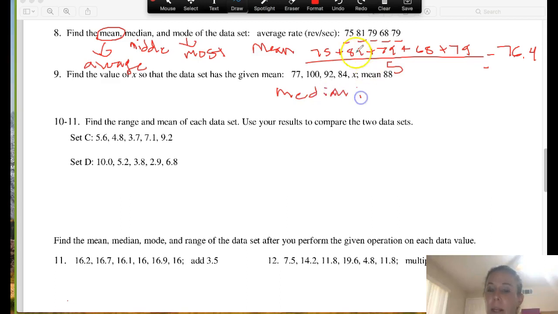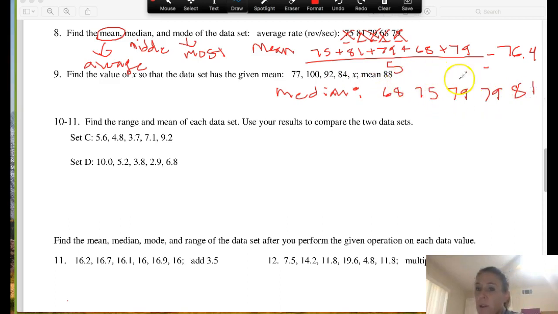Okay, for your median, you need to line up your numbers in order from least to greatest. You can't just look at this and pick out the middle number. They need to be from least to greatest. So we're going to go 68, then the next one would be 75, then 79. Let's just cross them out to make sure we've covered them all. 79, then 79 again, and then 81. Now I've written them in order.